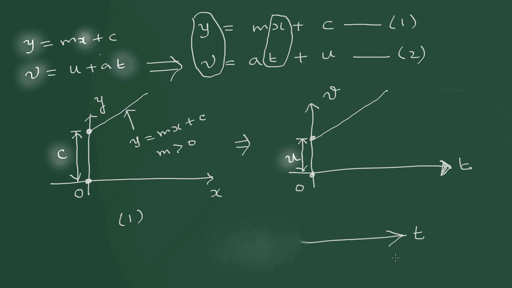Only in this direction, it means it is the increasing direction. What is the meaning of this? The meaning is this is the increasing direction of time. Similarly, in this vertical direction, this is the increasing direction for the velocity. So there should be only one arrow for the given axis.